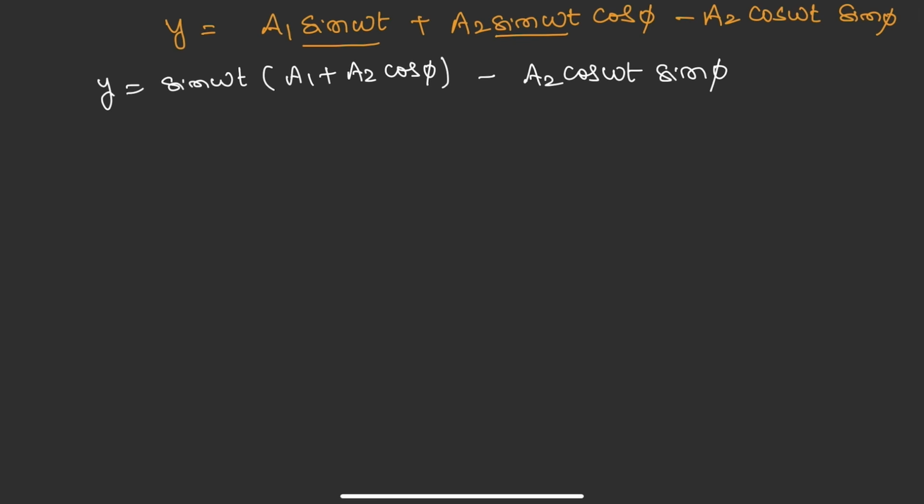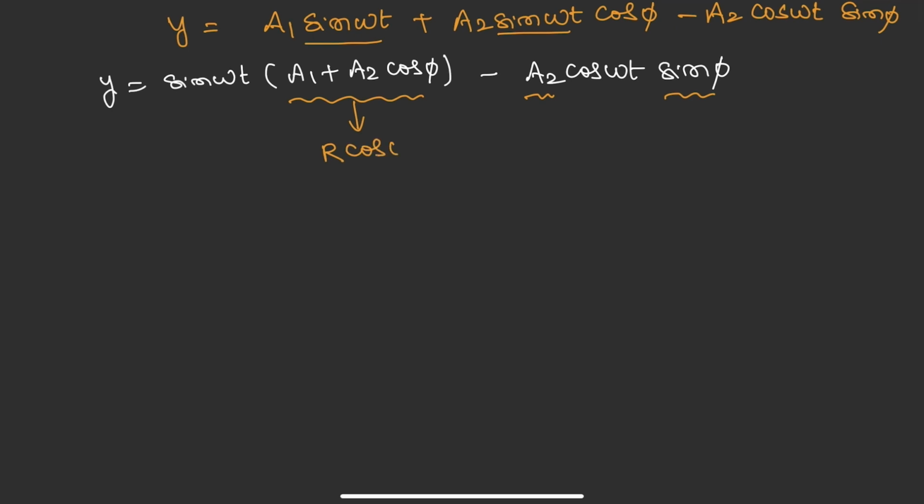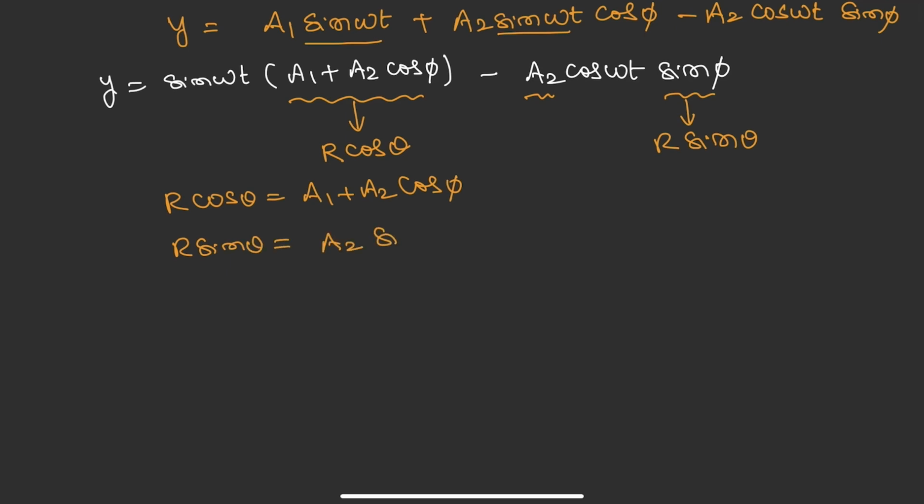Just take this. The first one is a1 plus a2 cos phi, and the next one is a2 sin phi. Consider a1 plus a2 cos phi as r cos theta, and next, a2 sin phi as r sin theta. Now make the equations: r cos theta is equal to a1 plus a2 cos phi, and r sin theta is equal to a2 sin phi. These are the required equations.